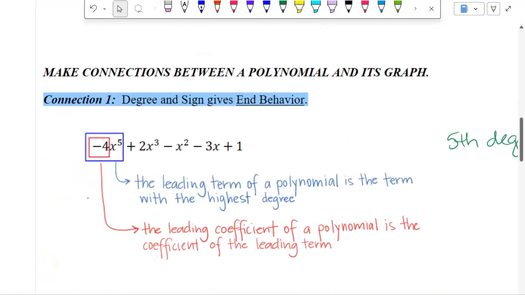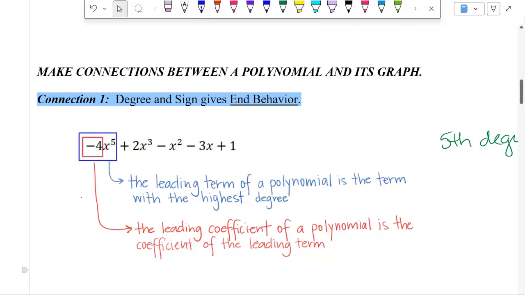Okay, so now I want to take a look and make a connection between a polynomial and its graph. The first thing we want to do is look at the overall degree of our polynomial, as well as the sign of our polynomial. And that's going to help us figure out what our polynomial graph is doing at the ends, what we refer to as end behavior. You'll notice that this polynomial right here is in standard form, which really just means that it's in decreasing order by the degree of each term.